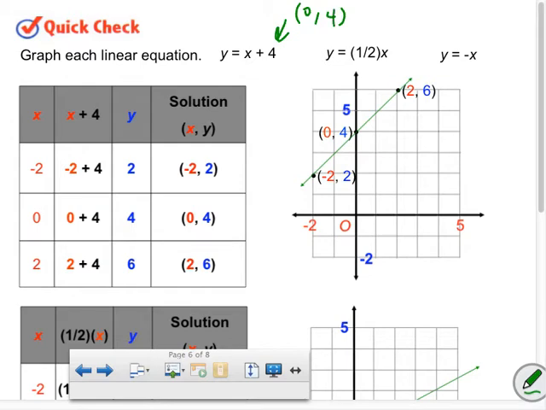Okay. How about the y-intercept for this one? If I put in 0 for x, what do I get back for y? 0 times a half is 0. 0, 0 is the origin. Okay, and then what about this one? What's the y-intercept for this last equation?